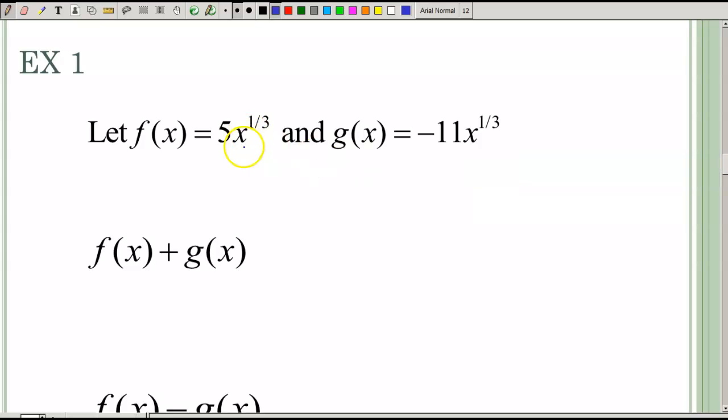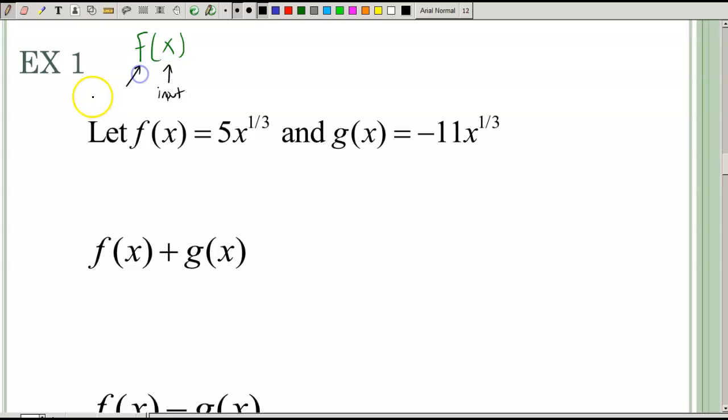Example 1 gives us two function definitions, one for f and one for g. It says f of x. Remember, this f of x, or this f parentheses x, does not mean f times x at all. The f of x, just as a reminder, just means that whatever's in parentheses there is just the input, or how we input into the function.